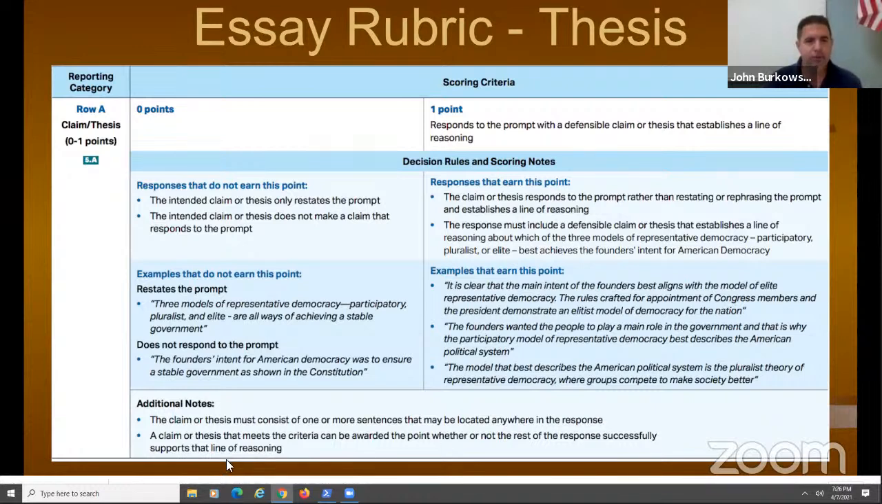So here it is. A claim or thesis that meets the criteria can be awarded the point whether or not the rest of the response successfully supports that line. That basically means you make an acceptable thesis, and the rest of your essay is pure garbage. Say you're writing about who you've decided to take to prom, blah blah blah. Well, they answered the question, they didn't make a claim, and now they're talking about why they're taking this particular person to prom. You still get the thesis point. It's fine. You get 1 point. Congratulations.